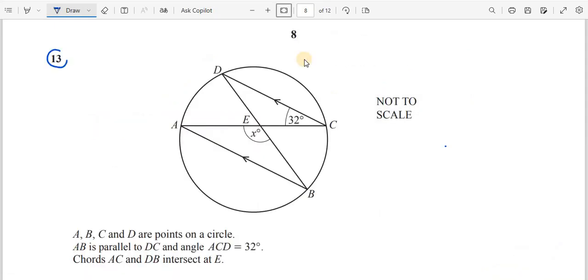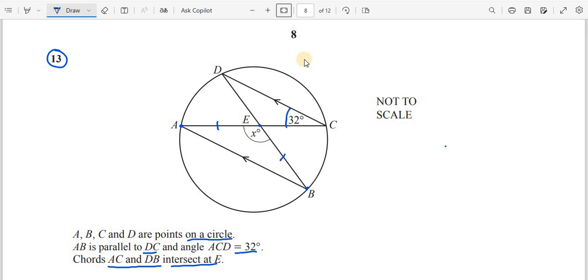Question number 13. This is the diagram. A, B, C, D are points on a circle. AB is parallel to CD and angle ACD is equal to 32 degrees. Chords AC and BD intersect at point E. So the distance from E to A and E to B are equal to each other.